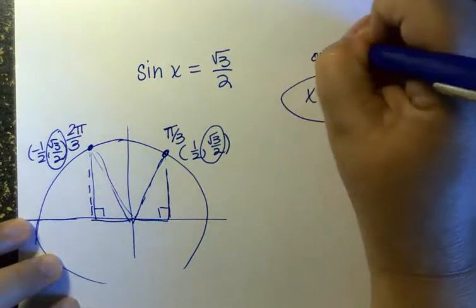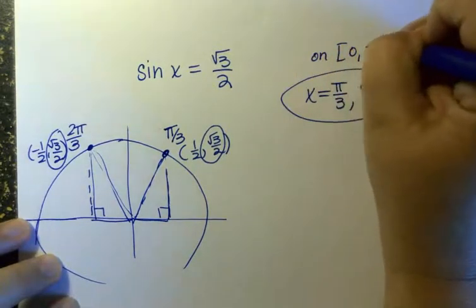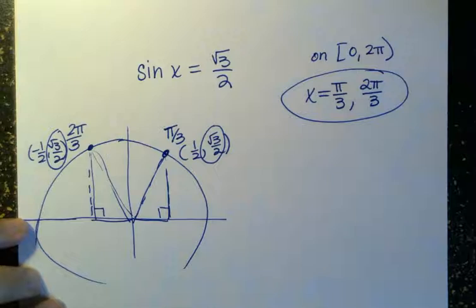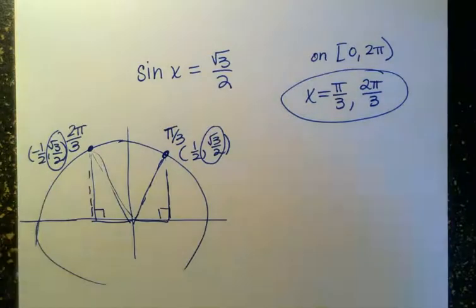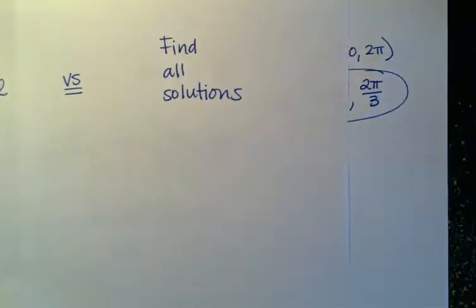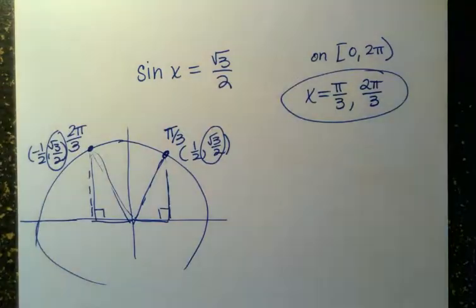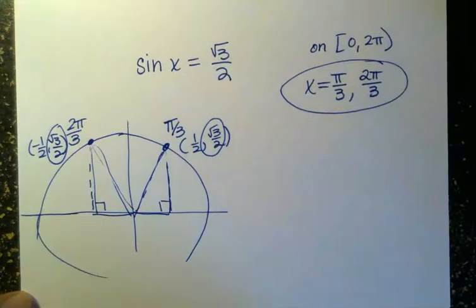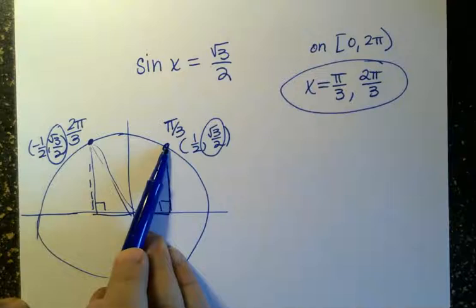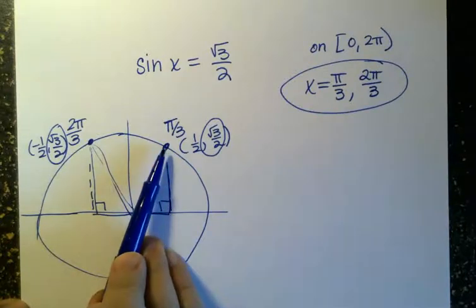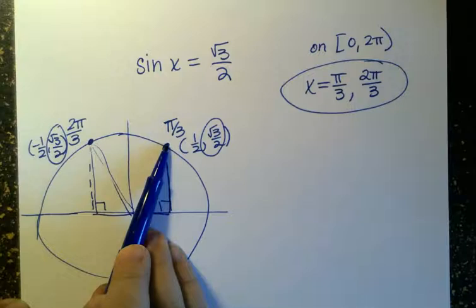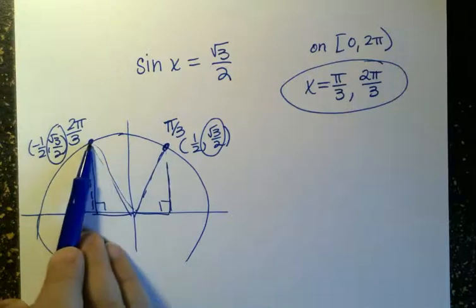So this is on the interval 0 to 2 pi. If instead I was asked to solve the exact same equation for all solutions, now things get a little bit more interesting. You've got to think back to when we first talked about coterminal angles. There are infinitely many angles where the terminal side of the angle would end up right here, and the same goes for right here.